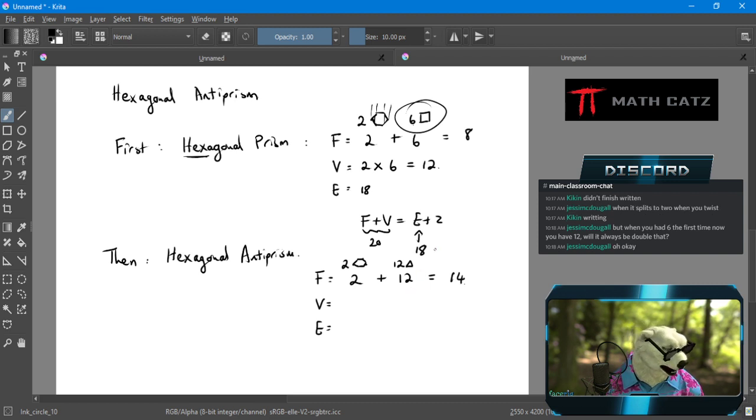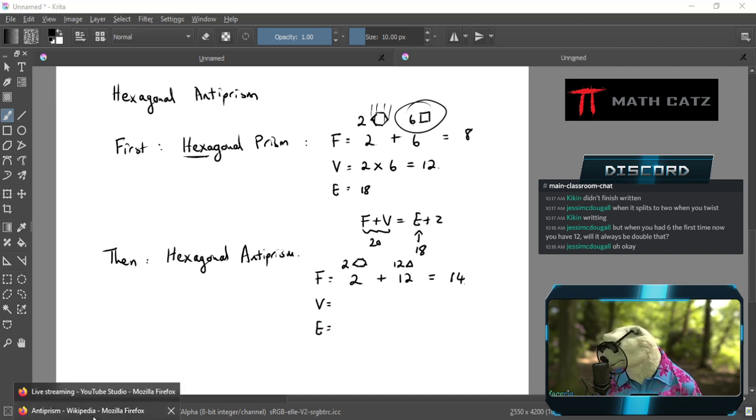Let me just check. Okay. So it's not the original number of faces that double, it's the side faces that double. I still have my original top and bottom two. Now for the vertices, what has changed when I look at the pictures?